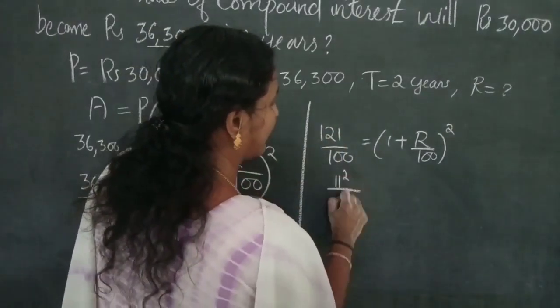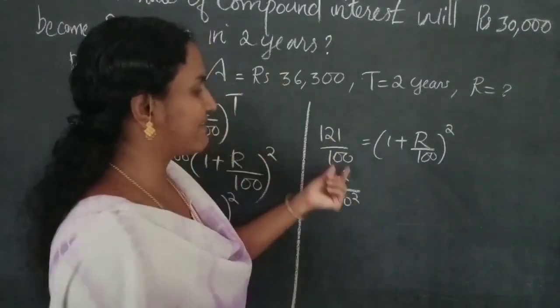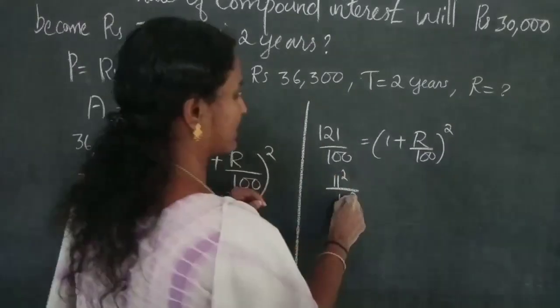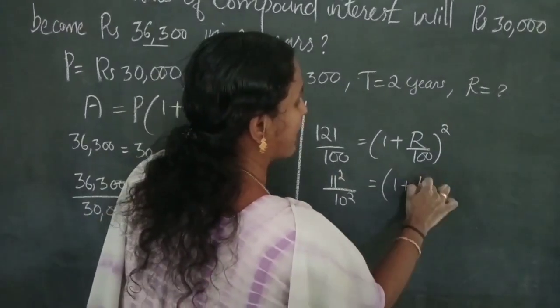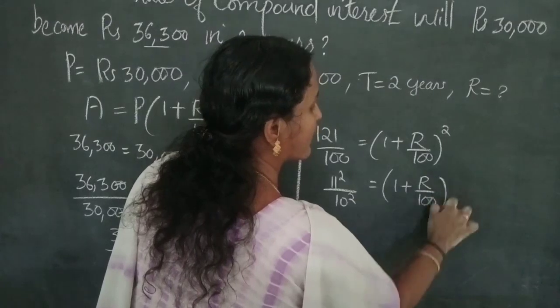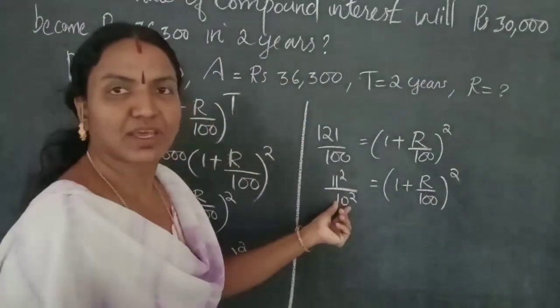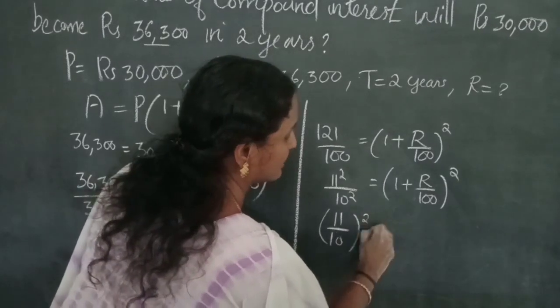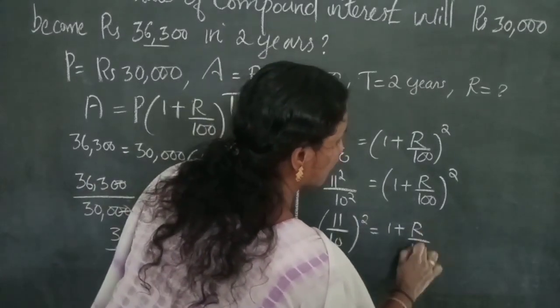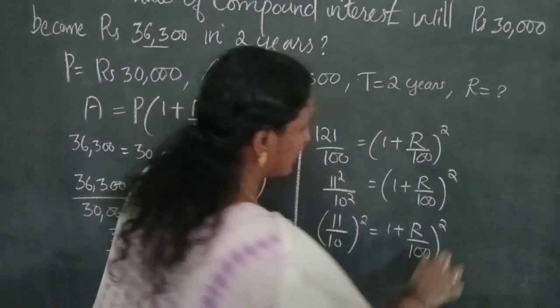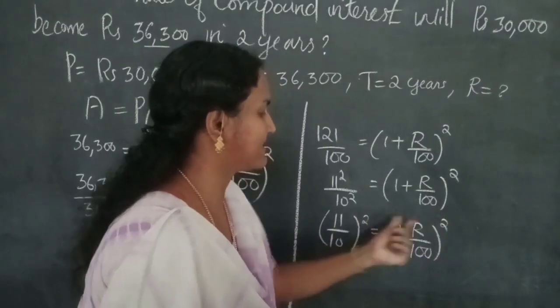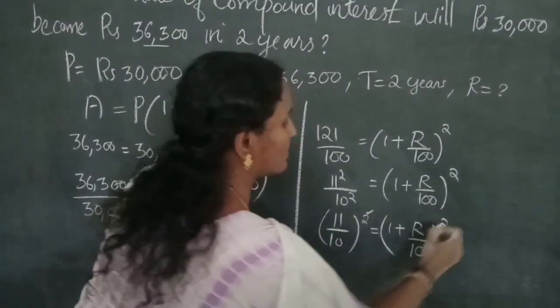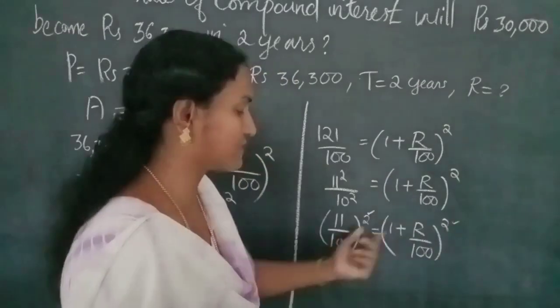So 11 square by 10 square is equal to (1 plus r by 100) the whole square. 11 square by 10 square means (11 by 10) the whole square is equal to (1 plus r by 100) the whole square. Here the powers are same. Here the power is 2, here 2. So the powers are same.